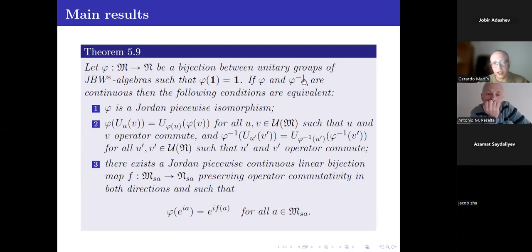We have a theorem saying that in case we have a bijection phi between unitary sets, and phi and phi inverse are continuous, then the following are equivalent: phi is a Jordan piecewise homomorphism; there exists a map between the self-adjoint parts of the Jordan algebras satisfying this identity; and also that they behave properly with respect to the U operator.